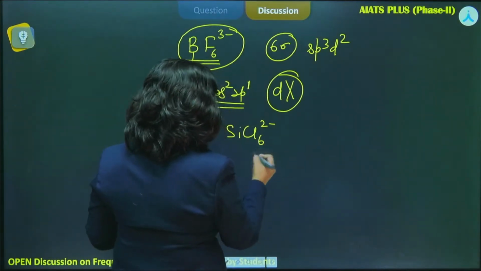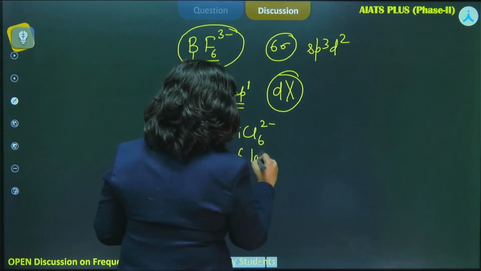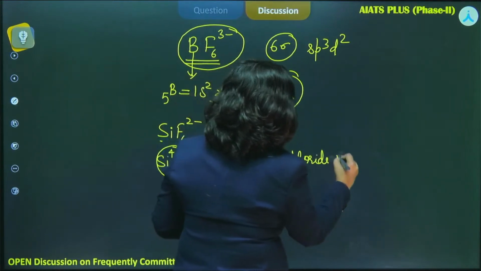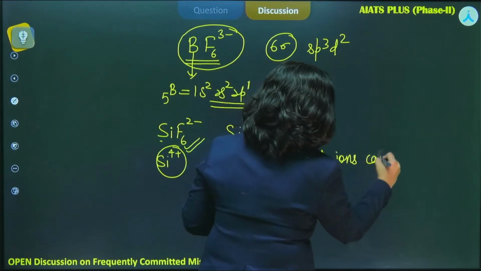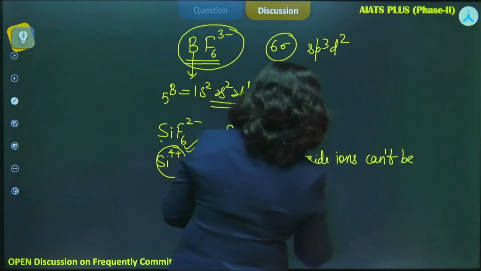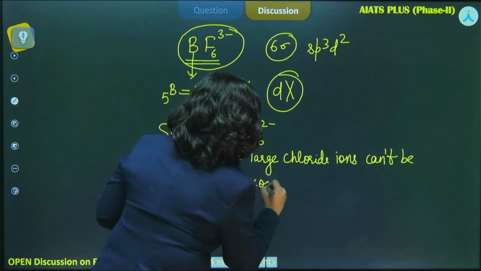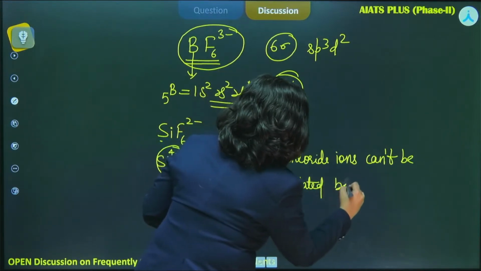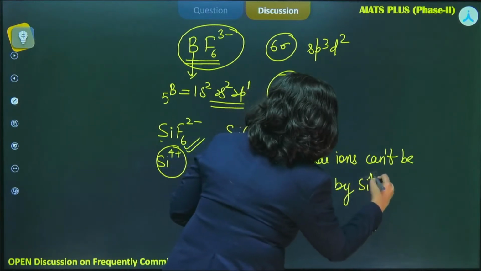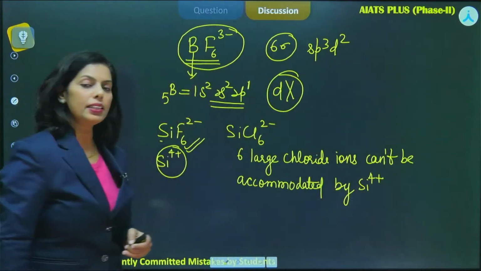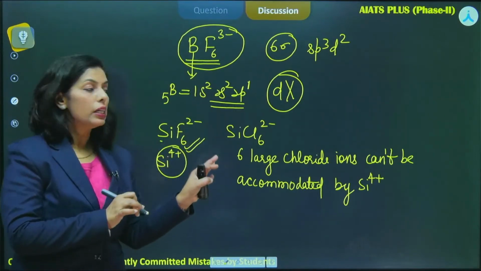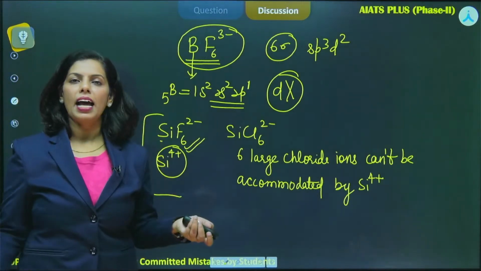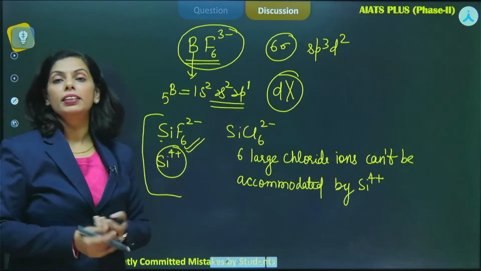So this type of question it is that 6 large chloride ions can't be accommodated by small sized Si4 plus ion. Is it clear? Okay. So this is one more of category, and in this case reason is different because silicon has empty d orbital but it cannot accommodate 6 chloride ions.